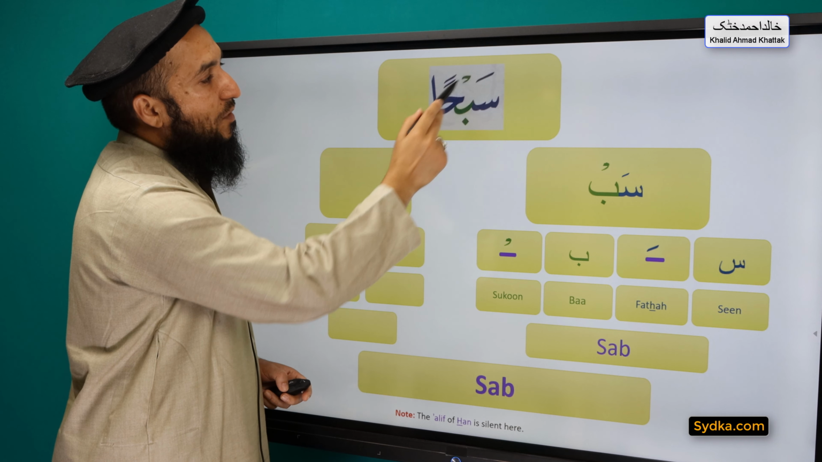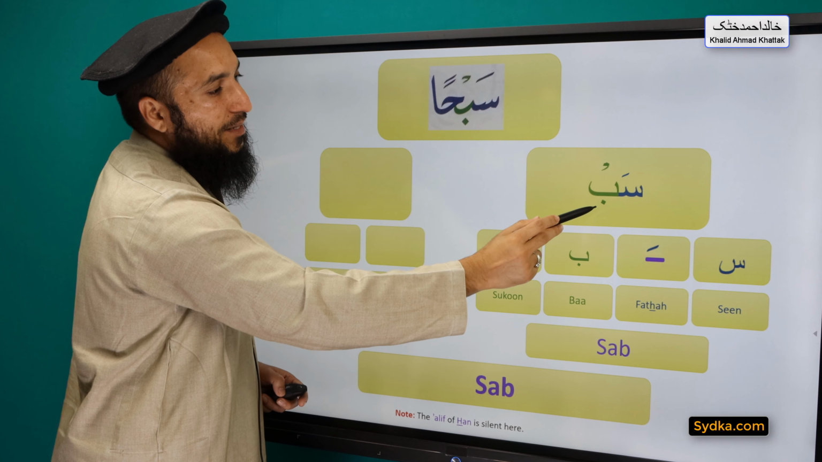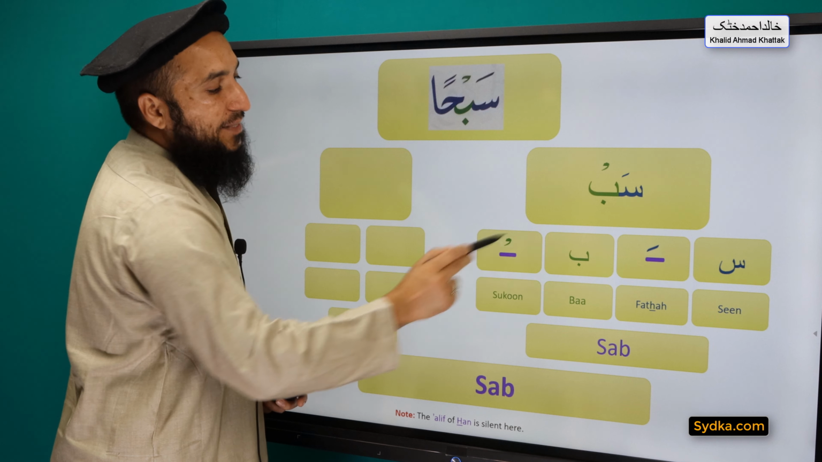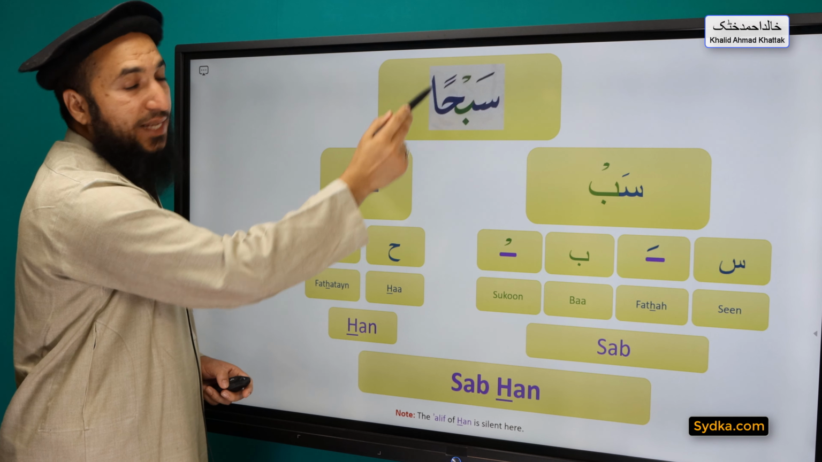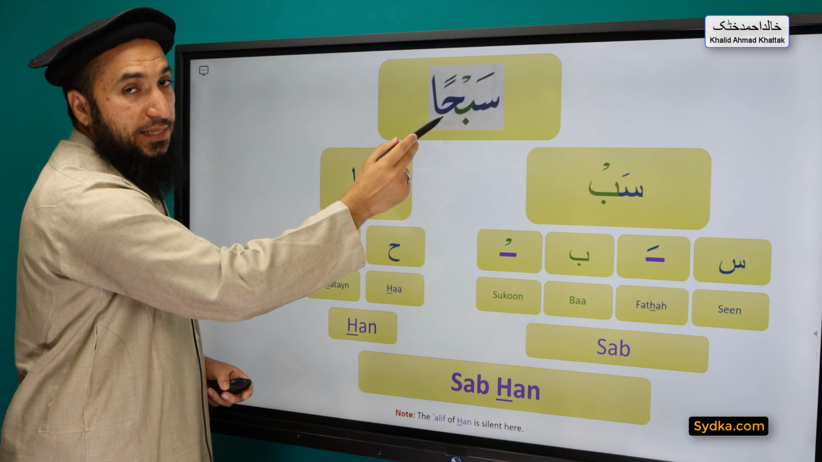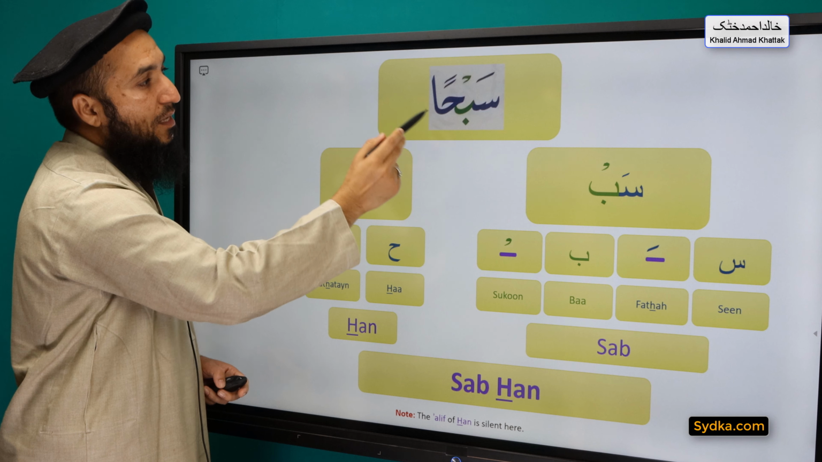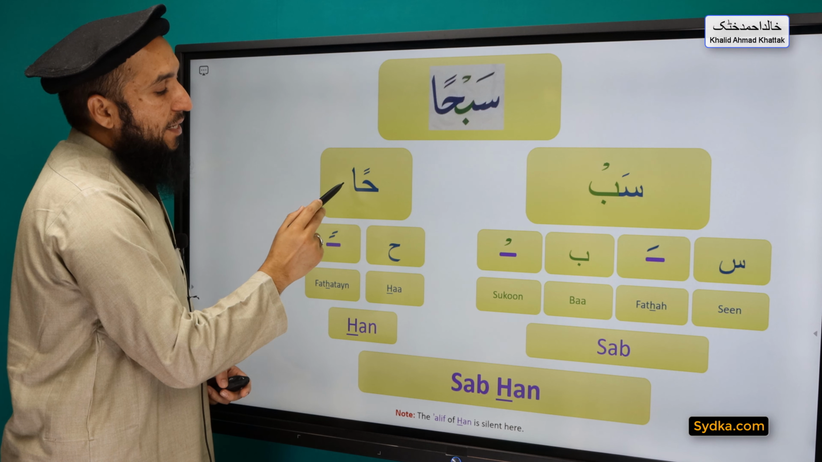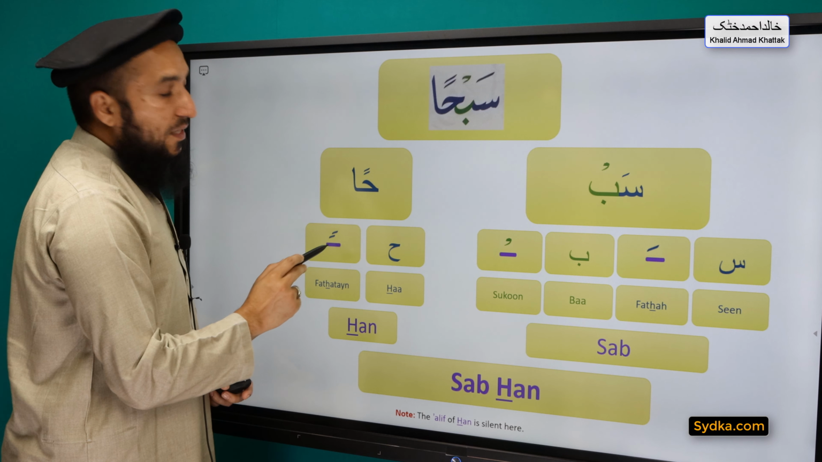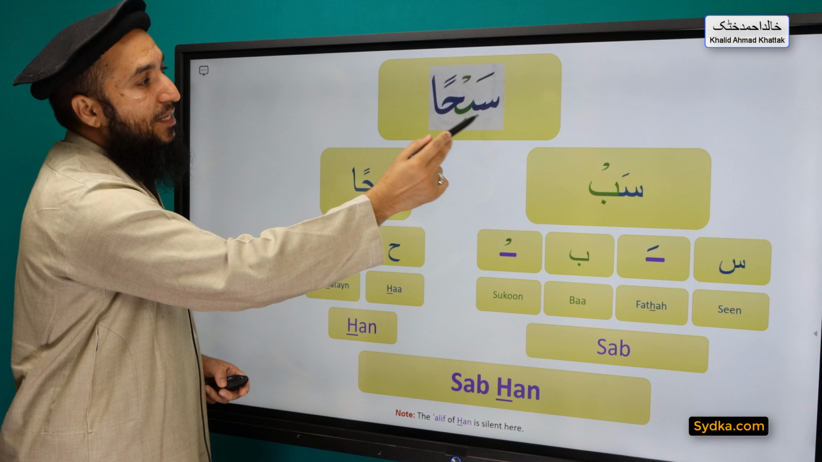Sin fatha ba sukun sab. The second syllable we have is ha fathatain han. Ha is a light letter, it has fathatain on top of it, and this alif is silent. Ha fathatain han. Combining both syllables together, we have sabahan.